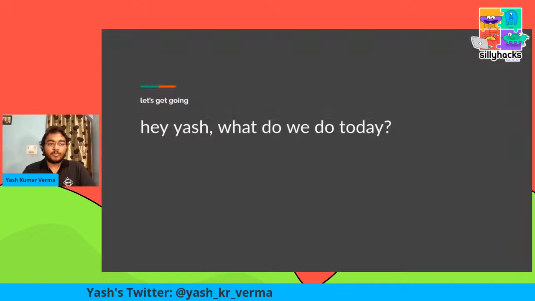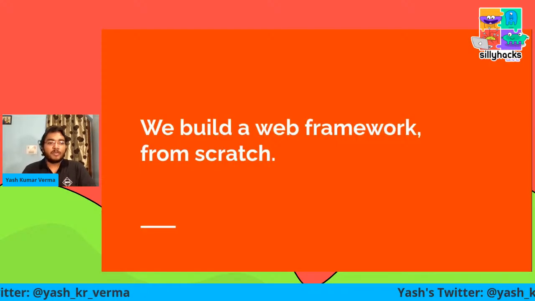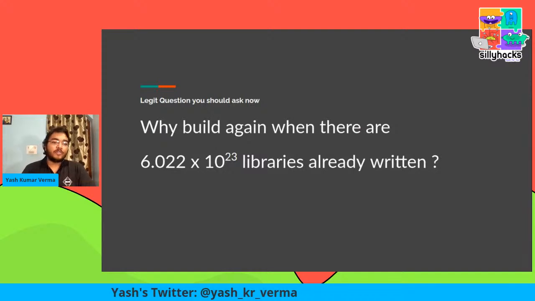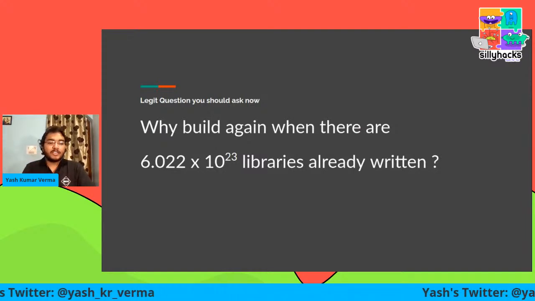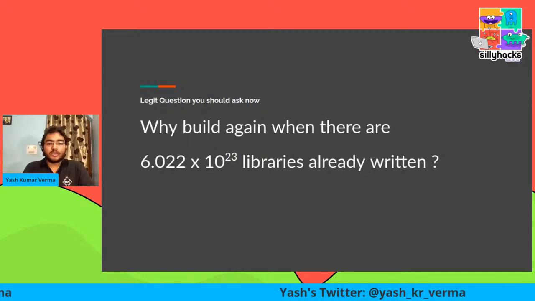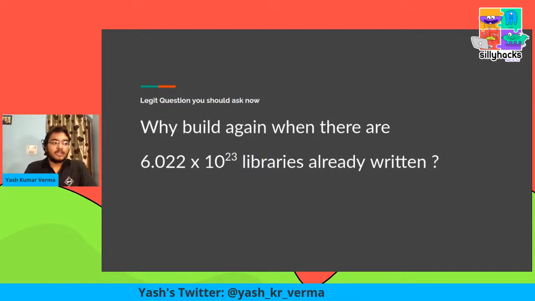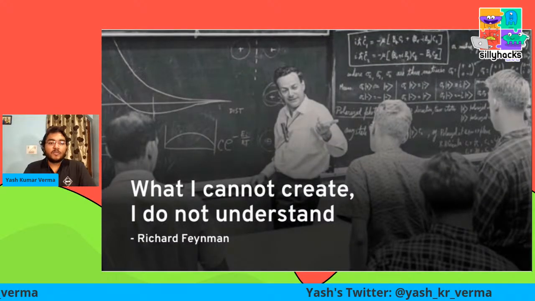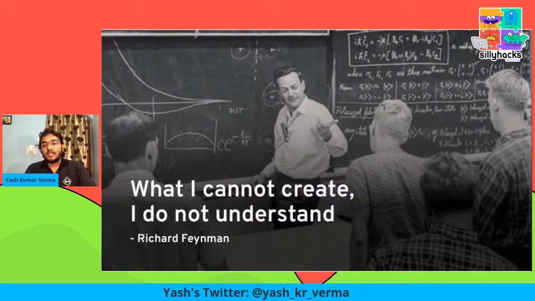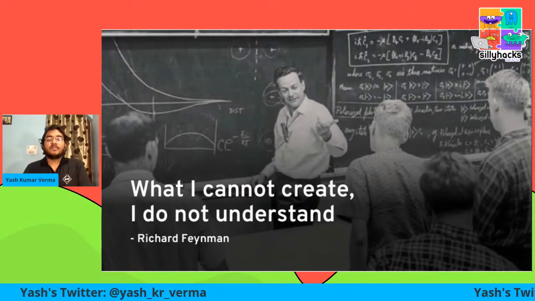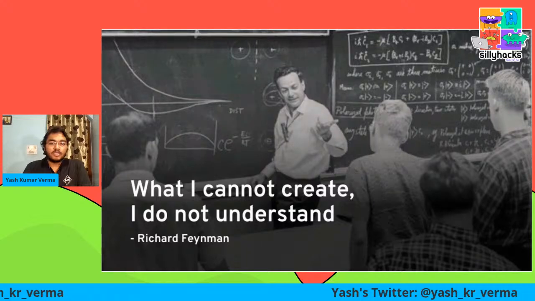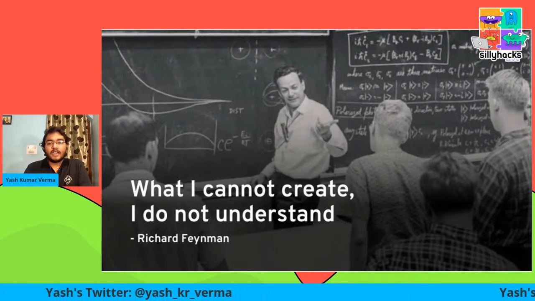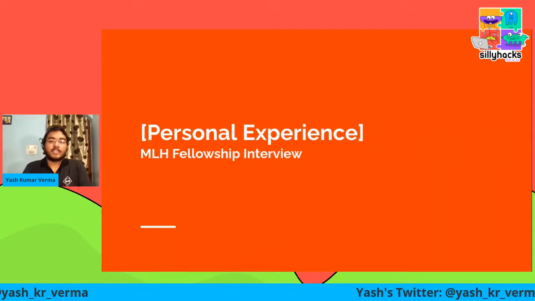Now, moving straight to the topic, what do we do today? We're building a web framework from scratch, and the legit question that many of you might have right now is, when there are already so many libraries that do what we are doing, why do we want to write the framework again? The answer is this quotation, which says: what I cannot create, I do not understand. This is the fundamental reason why you should go about writing the things that you use. You will get to explore each and every tiny bit and piece of that framework or library, and you also get to know a lot about the language.